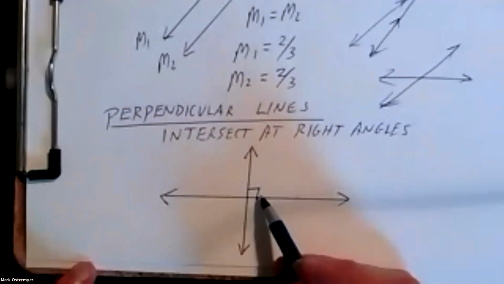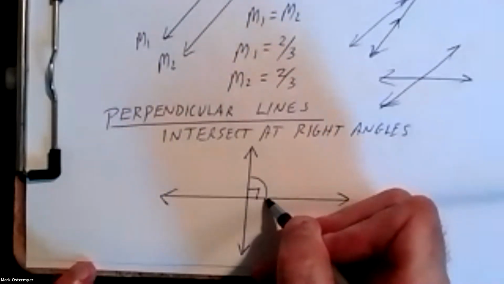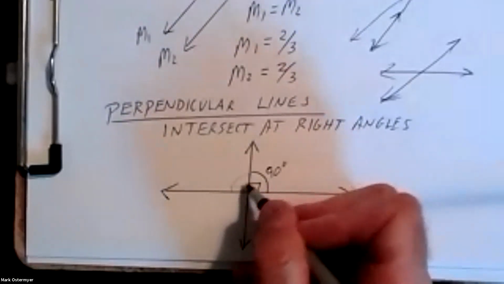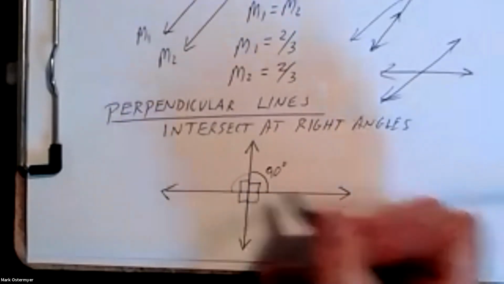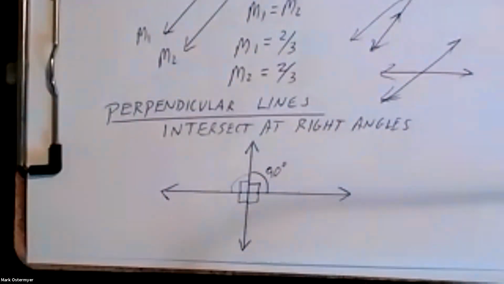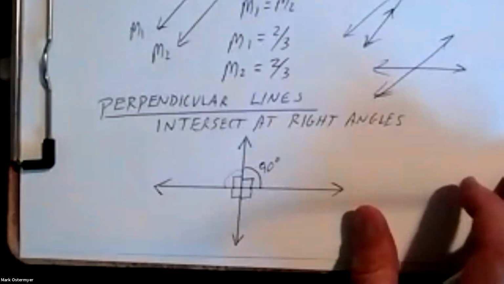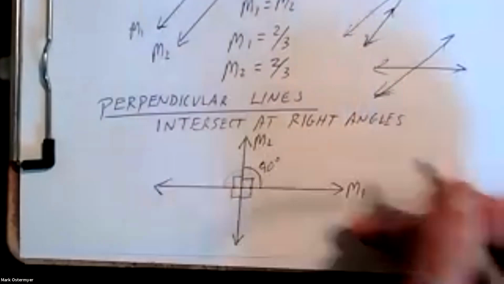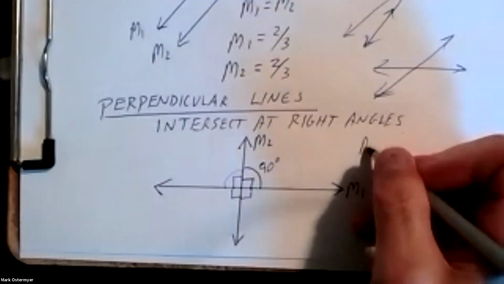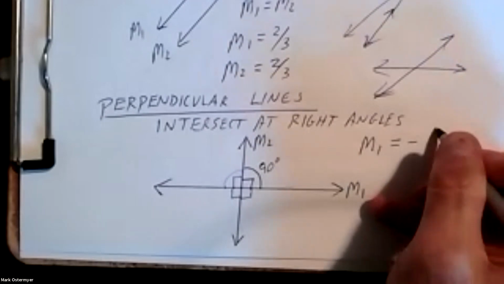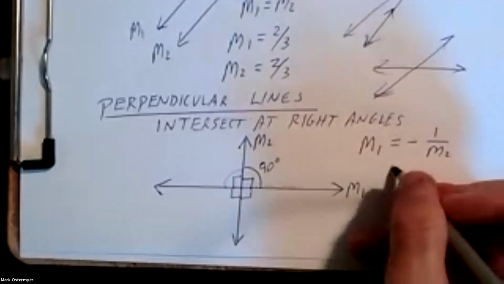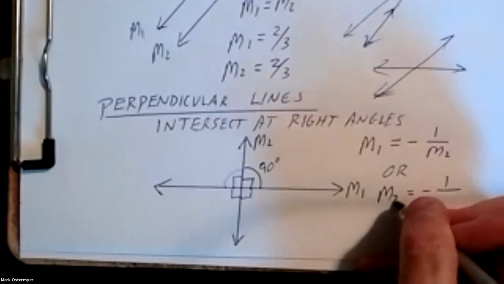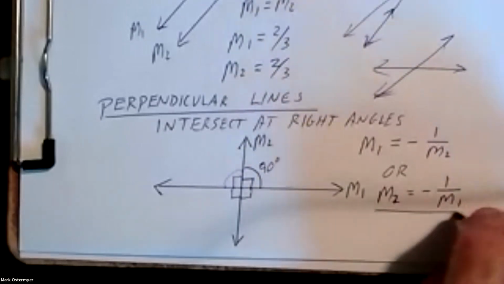See that? These two lines are perpendicular because this symbol means that from here to here is a 90-degree angle. It's called a right angle. So if this is 90 degrees, this must be what? 90 degrees. This is 90 degrees. Those are perpendicular lines. What's the relationship between the slopes of perpendicular lines? If the slope of this horizontal line is M1 and the slope of this line is M2, what must be the slopes of perpendicular lines? Well, perpendicular lines are negative reciprocals of each other. It's a well-known fact that perpendicular lines have slopes that are negative reciprocals of each other.